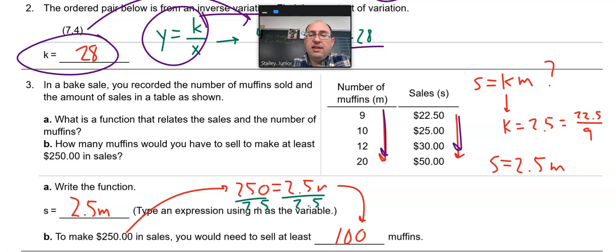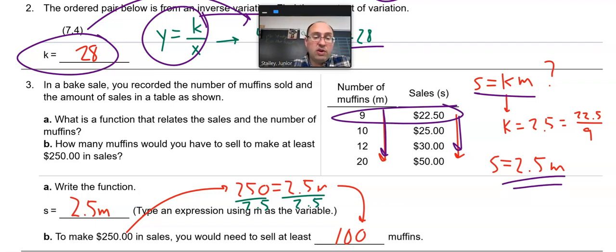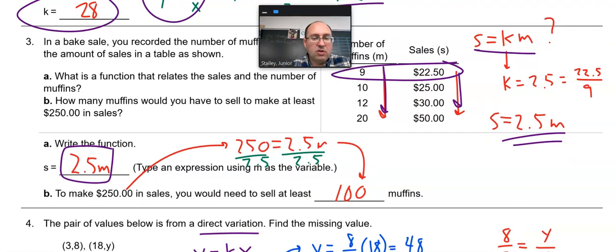So, the sales equals K times M, right? The constant times the number of muffins. If we plug in a coordinate like 9 and 2250, we find out that the K value is 2.5. So, our equation is sales equals 2.5 times each muffin. And that's why we put that in this box. They already had the S equals, so we didn't need to worry about it.